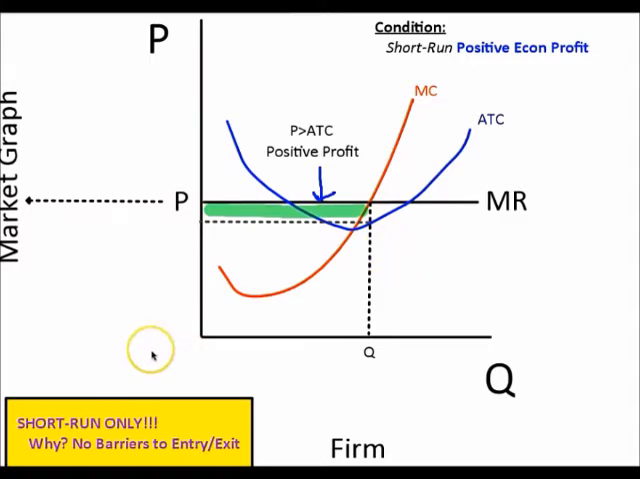Now, this is short run only. Take a look at the bottom left, short run only. Why? Because there are no barriers to entry and exit. Right now, this firm is making a killing. They have positive economic profit. They're making extra money. So out there in our society are going to be other potential investors that are going to see that this industry is thriving. They're going to want to get a piece of the action. Since there are no barriers to entry and exit, we're going to see more firms begin to open up to get a piece of this positive profit.